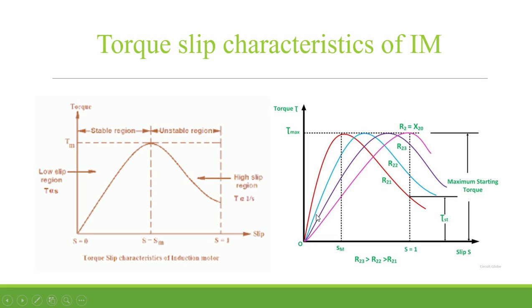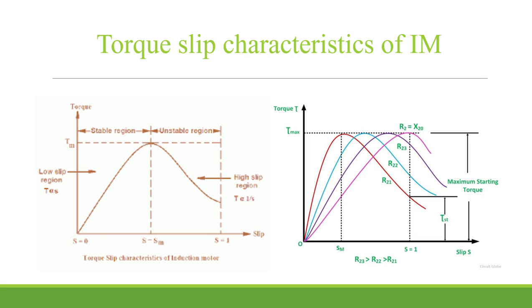So what we are observing is that we get different characteristics for different resistance values. If the resistance is very small, then we get a small starting torque like this, and we get the maximum torque very early in the slip. See here, this is the maximum torque, obtained in the medium slip region. This maximum torque can also be called the pull out torque or breakdown torque.